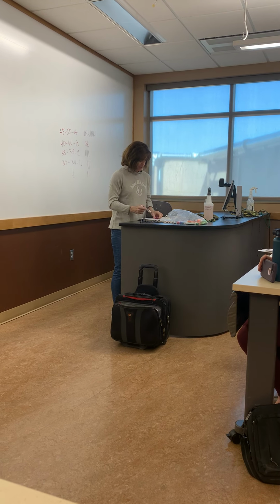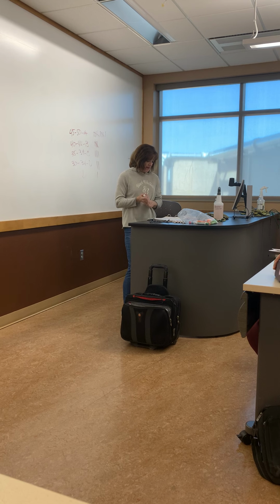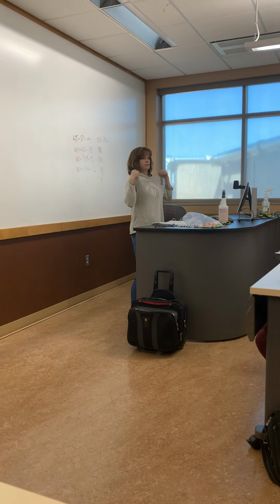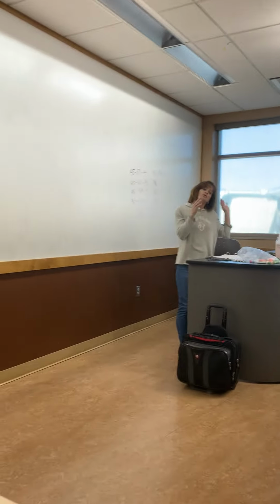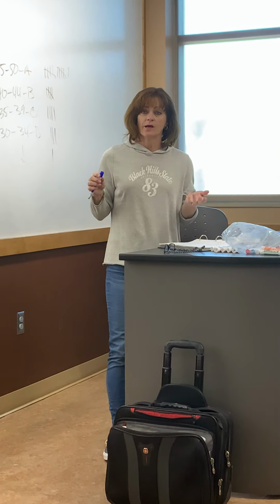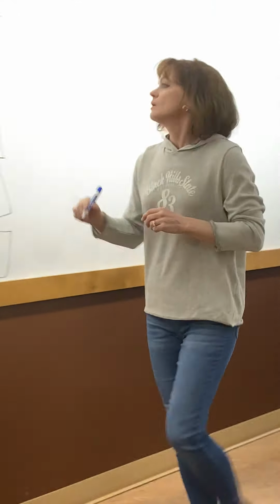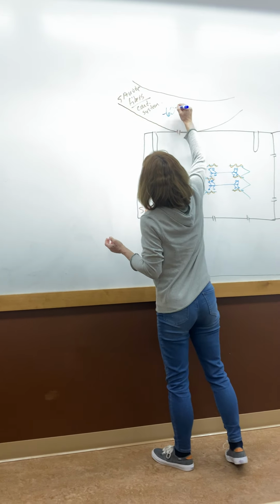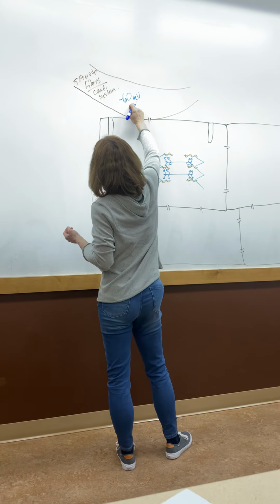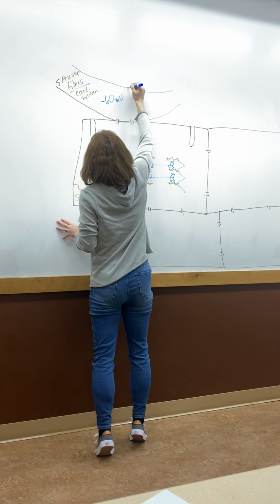All right. So the first thing that's going to happen is our SA node is autorhythmic, meaning about every second it's going to automatically depolarize and have an action potential, which is going to travel through the cells. The resting membrane potential of our SA node is minus 60.